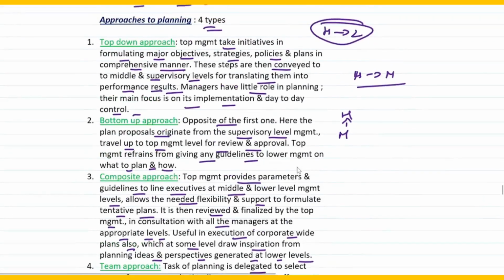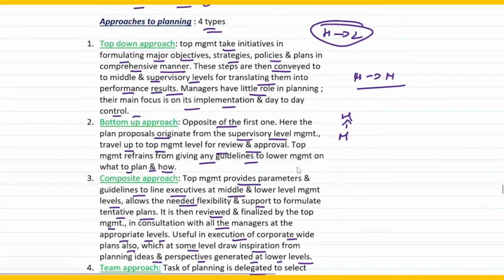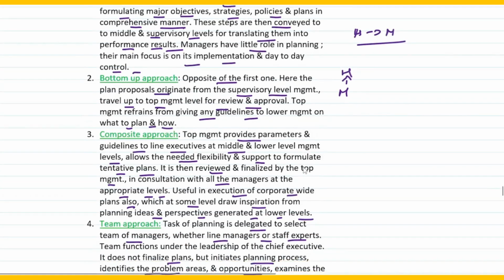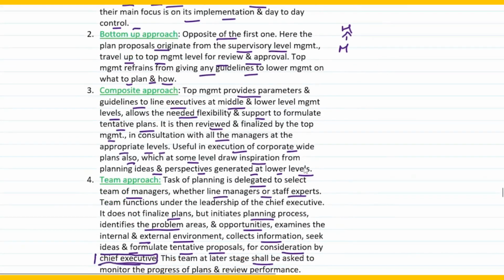First one is top down. That means the objectives are being laid down by the top management, and they are passed on to the supervisory management for implementation. Bottom up is the opposite of the first one. Plans are decided by the middle or the supervisory management, and they are conveyed to the top management. Here the top management doesn't interfere in the planning and how it is being done.